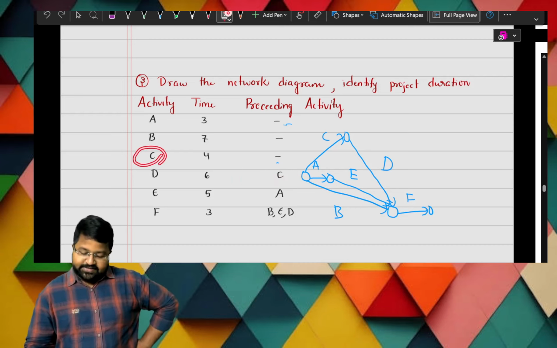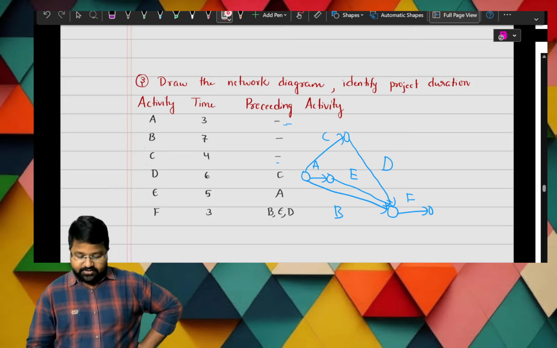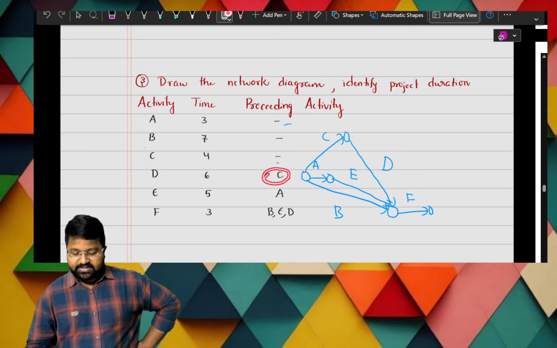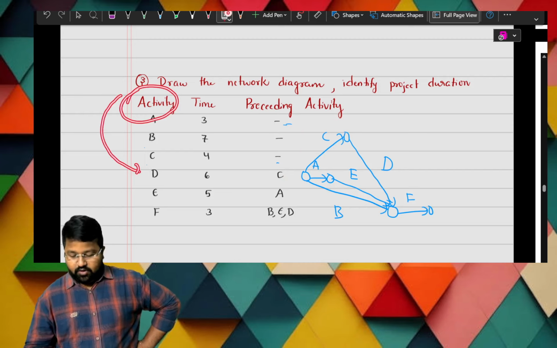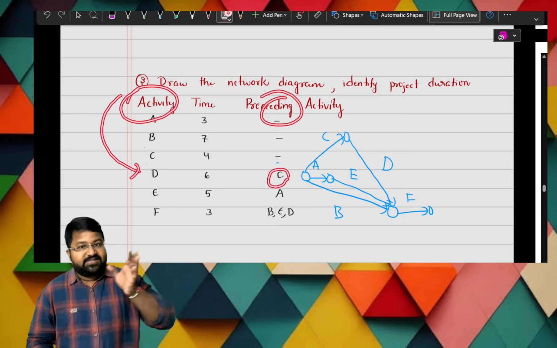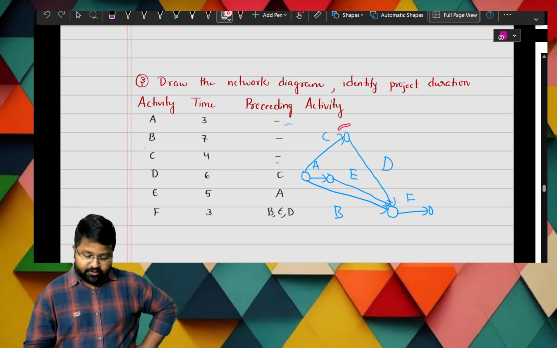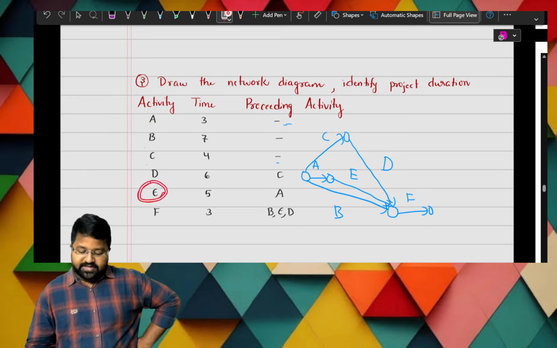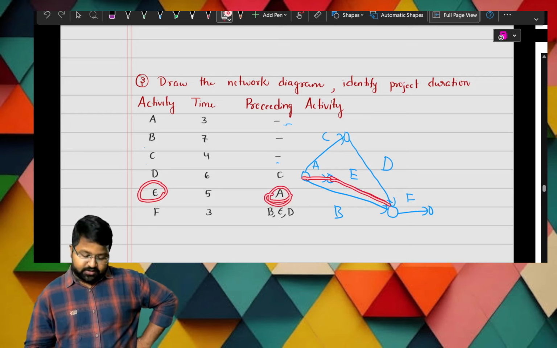And next, C is an activity and there is no preceding. So C. Then next, D starts where C ends, because he has given activity D in the column and in the preceding column he gave C. So D starts where C ends. C is ending here, so from here D starts. Okay. Next, E starts from where A ends. A is ending here, ma. So here E starts. Okay.